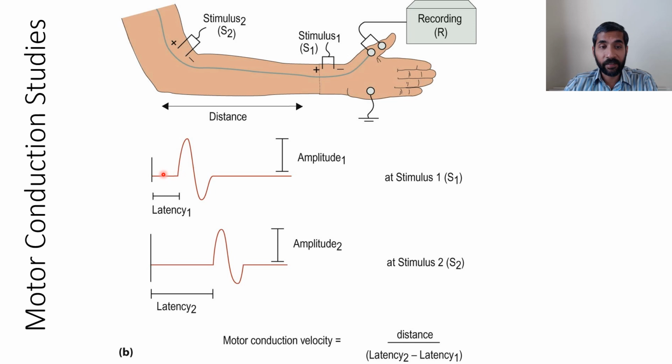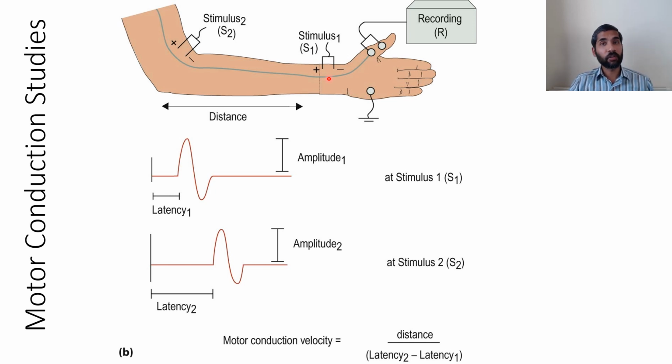There is some latency here, so after the stimulus, you won't get the EMG immediately, but there would be some delay, which is latency 1, and a delay after stimulus 2 before the compound muscle action potential comes is latency 2. Right? If you want to find out whether the nerve is intact here or not, you could actually calculate the motor conduction velocity, isn't it? Which is going to be distance. What is the distance between this electrode and this electrode divided by these two latencies? So that would give you the time that the action potential took to travel from here to here, right?